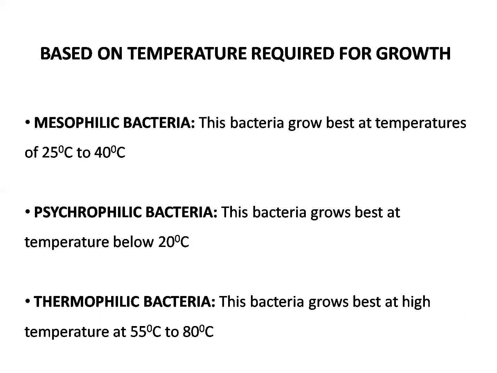Based on the temperature required for growth: mesophilic bacteria, psychrophilic and thermophilic. Mesophilic bacteria require around 25 to 40 degrees temperature for their growth, the psychrophilic below a temperature of 20 degrees, and thermophilic at a high temperature of 55 to 80. So please keep these things in mind because we will be referring to the bacteria only with these terms later on. So you need to correlate it.